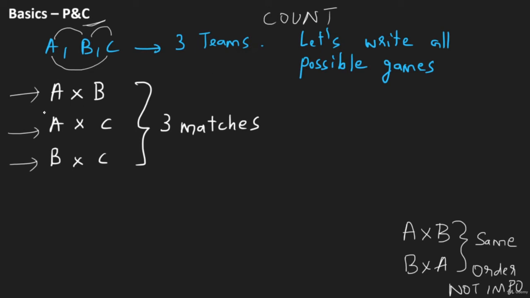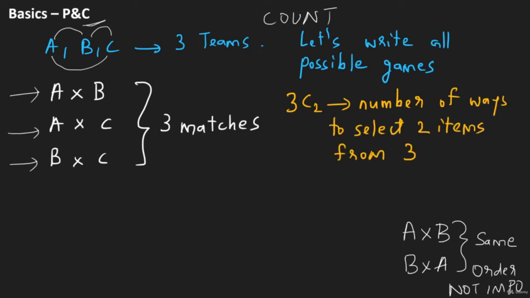So I could do this manually, or I can find this as 3C2. Now, what does 3C2 mean? It means the number of ways in which we can select two items from three items. The 2 over here is the 2 that you have over here, and the 3 over here is the 3 over here. So 3C2 is nothing but the number of ways in which two items can be selected from three items.